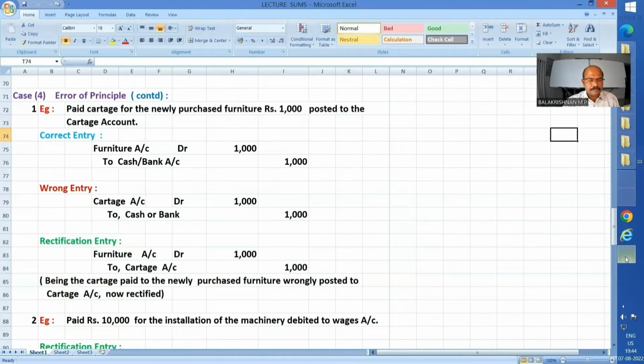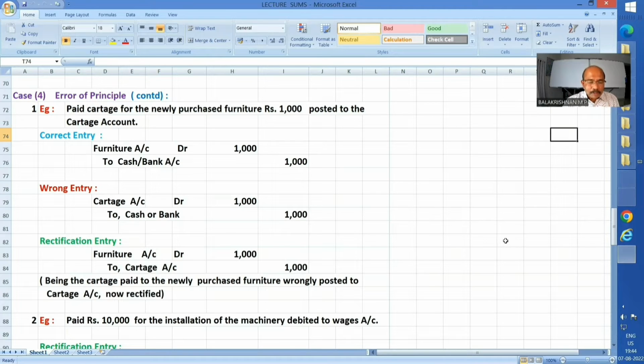Well, the first one: paid cartage for the newly purchased furniture, rupees 1,000, posted to the cartage account. Obviously, in the credit side of your cash book, you should have shown by furniture, whereas you have shown by cartage account. That means the journal entry you have made is obviously cartage account debtor to cash or bank. Whereas this purchase is not to be considered as a usual purchase. A usual purchase means the item you have purchased to be traded or sold. Furniture has not been purchased for the purpose of selling. It has been purchased to be kept as an asset.